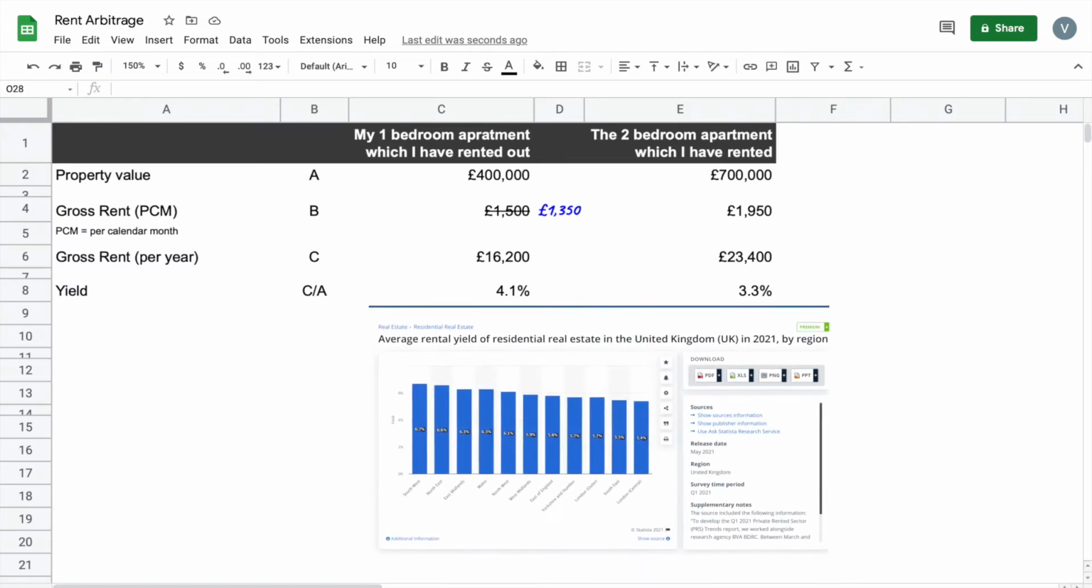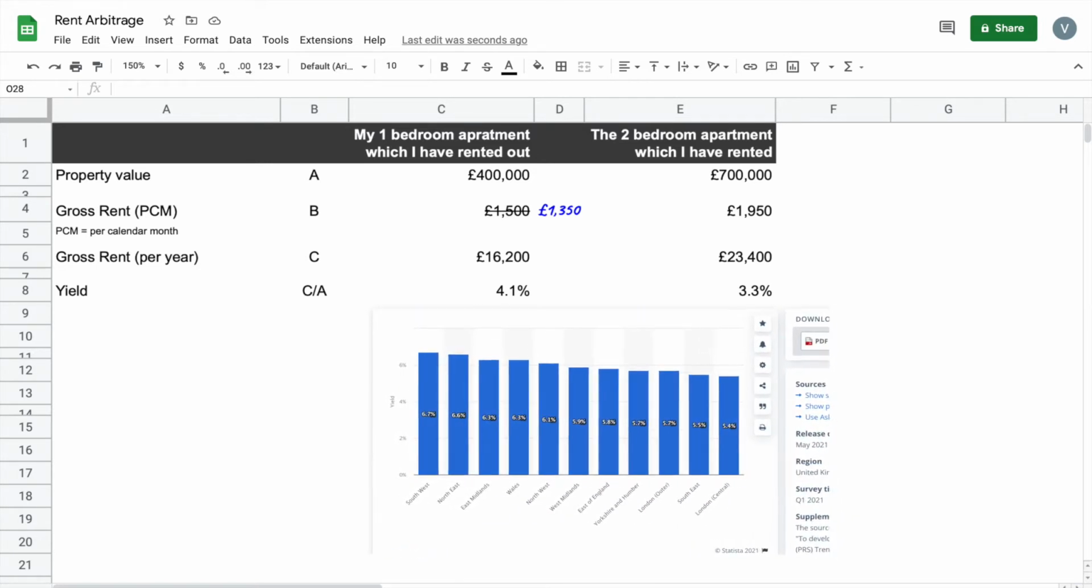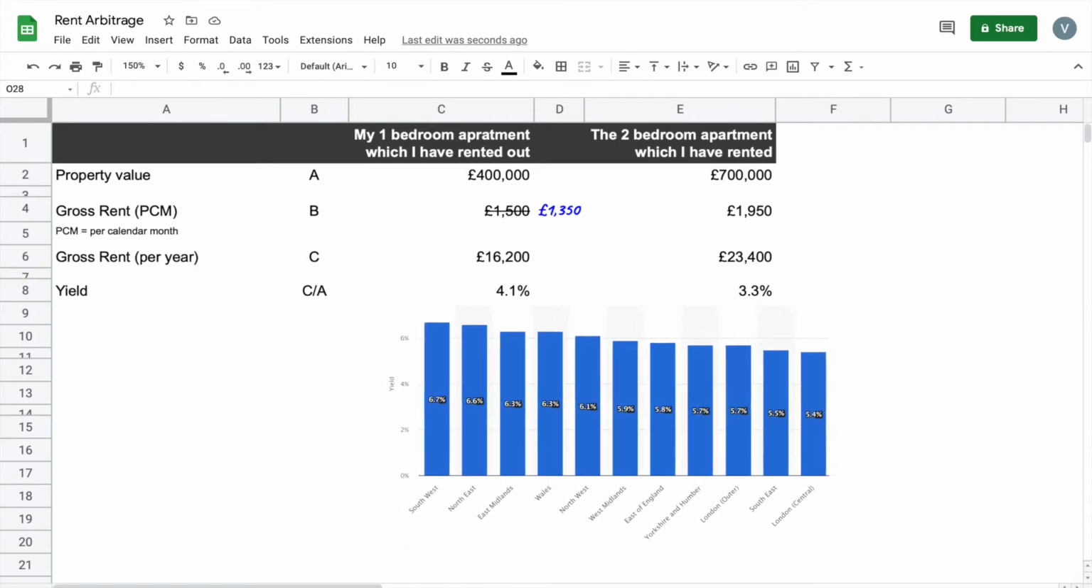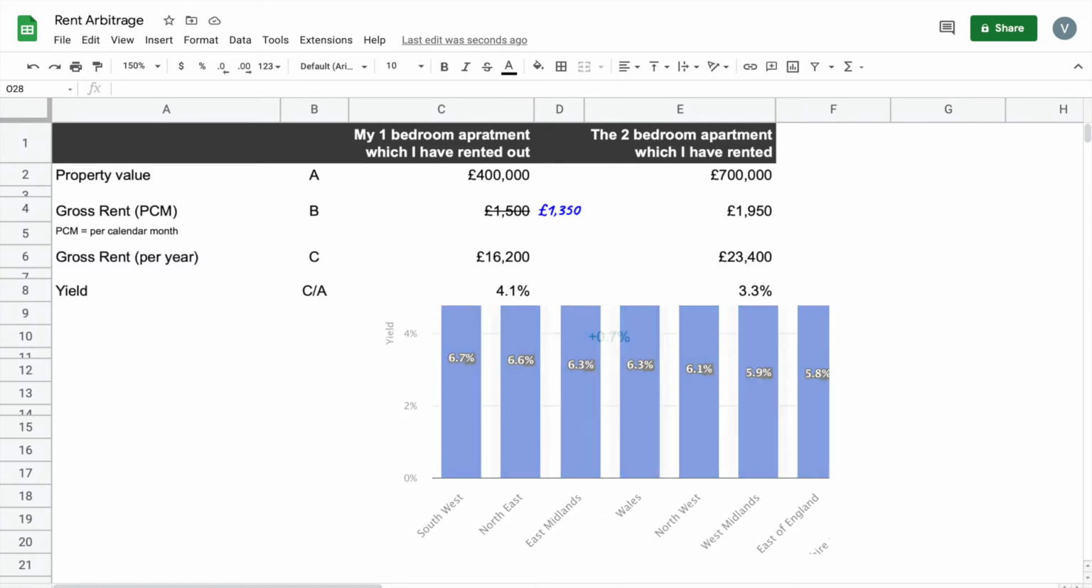Now if you look at different areas, they might have even higher rents, and that's how you can increase that rent arbitrage. In parts of the country, the rent can go up to 6%. That gives you a rental arbitrage of about 3%.